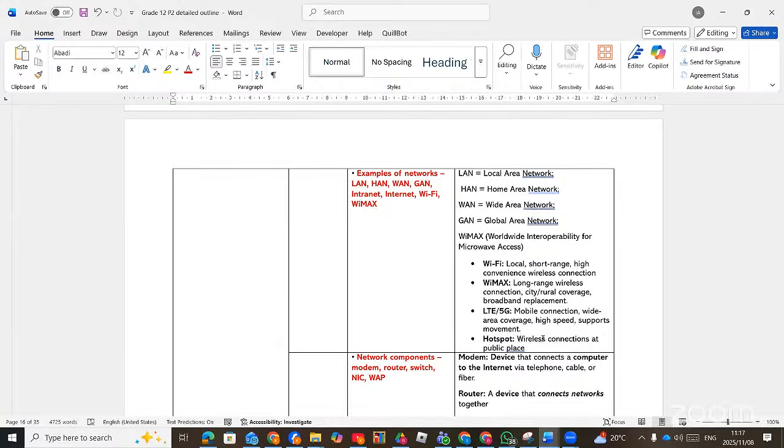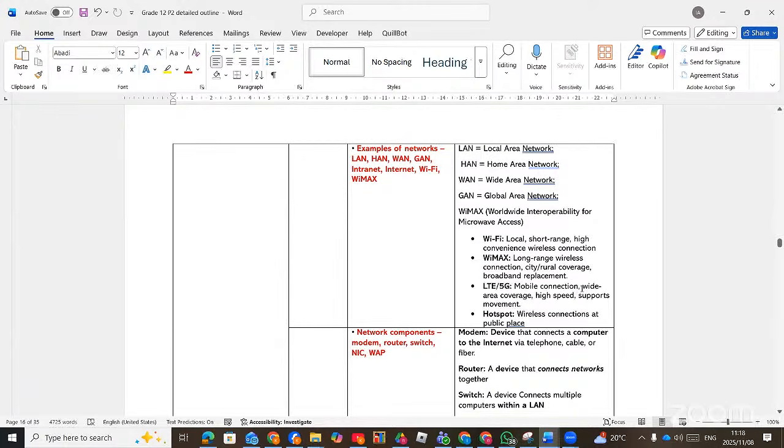These service providers give room for the WiMAX so that they can cover that city. And then Wi-Fi is a short range, high convenience wireless connection. LTE, which is 4G and 5G, are mobile connections with wide area coverage and high speed, which support free movement also. They are for mobile devices. And then hotspot, it's a wireless connection at a public place. So when they ask you to define the term hotspot, wireless connection at public places.